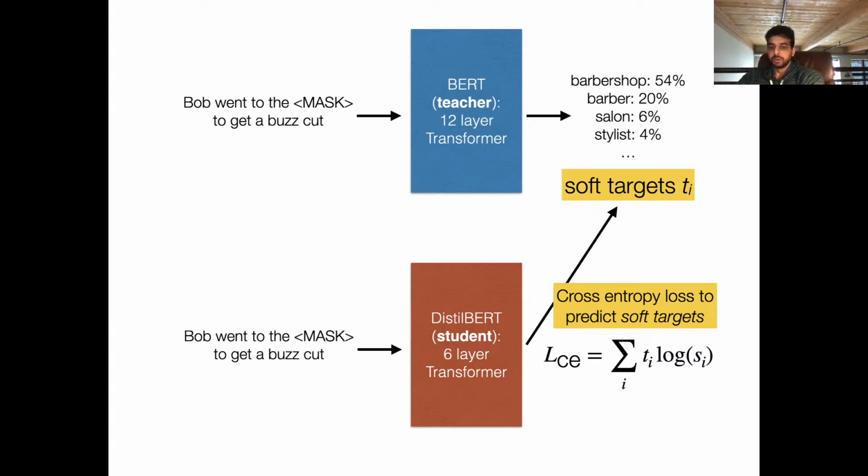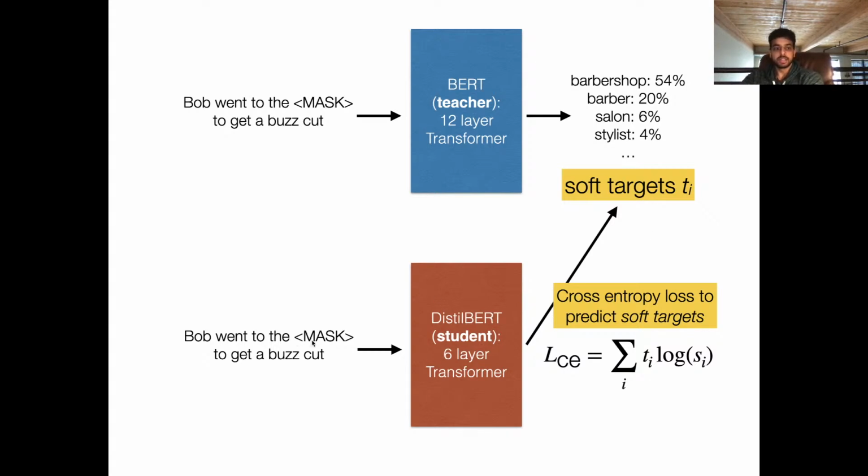So this is the general process of knowledge distillation. We're using the predicted distribution of the teacher to train our student model instead of just relying on the hard targets. Now, in DistilBERT and in many other cases of knowledge distillation, you train with a combination of soft targets as well as hard targets.